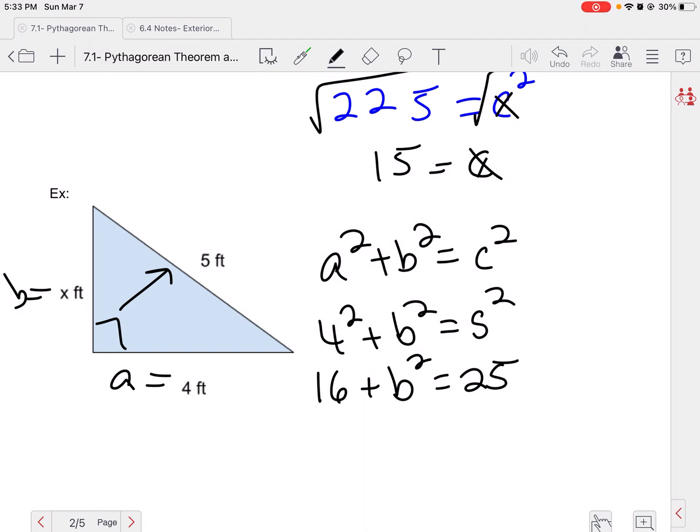Well, 4 squared is 16 plus b squared, which equals 25. Okay? And now we need to solve for b. So this one's a little bit different than last time because last time everything was already on one side for me. Okay? That is not going to be the case this time. So what I'm going to do is I'm going to use all of my solving equation skills. So I'm going to subtract 16 from both sides. So I'm going to get b squared equals 9.